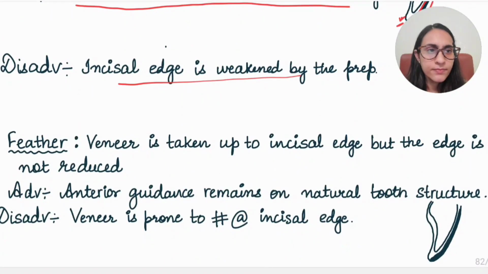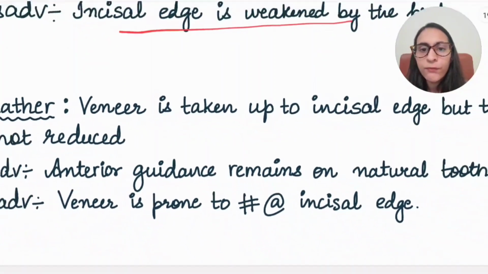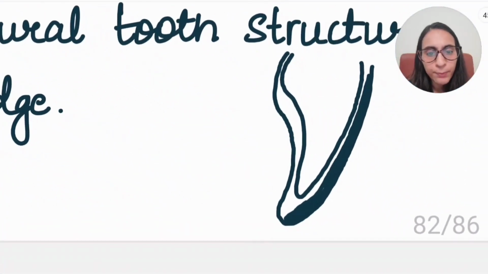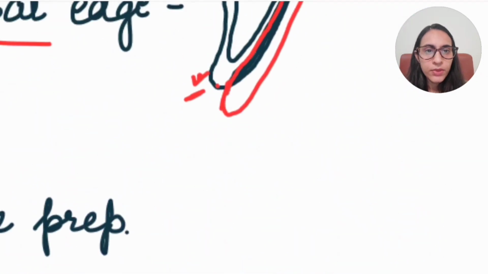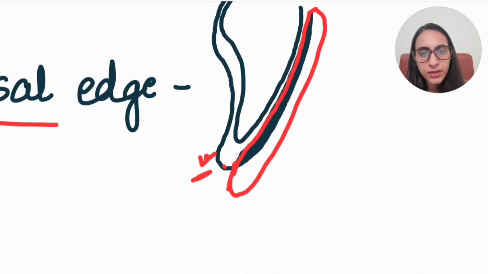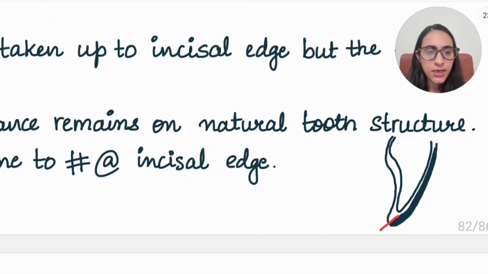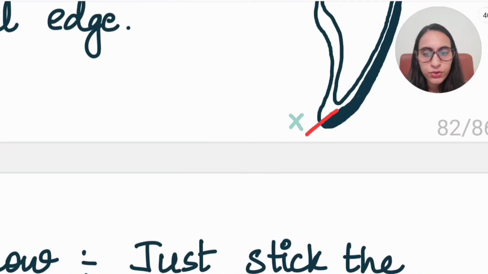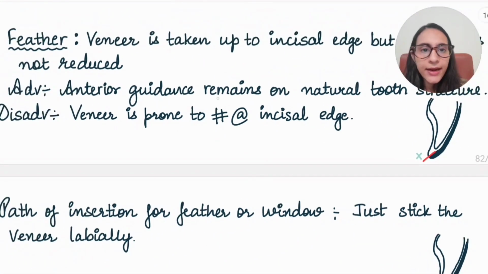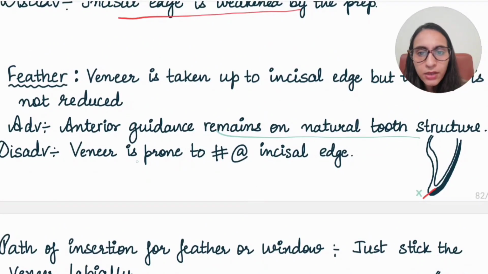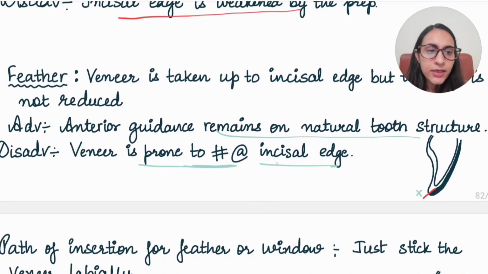Coming to the next design, the next one is the feather. For feather preparation, the veneer is taken up to the incisal edge, but the edge is not reduced. So further from the window veneer preparation, we extend it, and that becomes the feather preparation. The advantage is that anterior guidance remains on the natural tooth structure, but the veneer becomes more prone to fracture at the incisal edge.